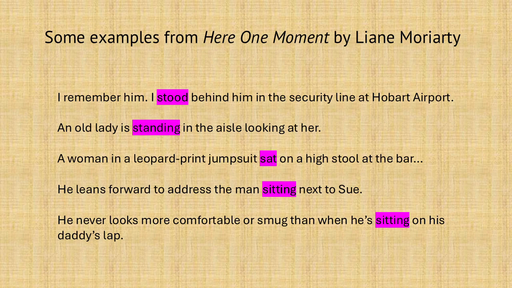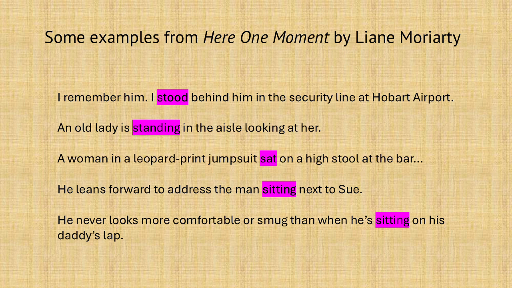I remember him. I stood behind him in the security line at Hobart Airport. So here we have I stood. Just the two words, it's the simple past. Then we have an old lady is standing in the aisle looking at her. So this is the present tense. So we have a present participle, is standing.